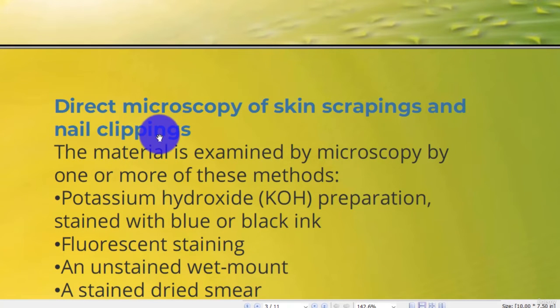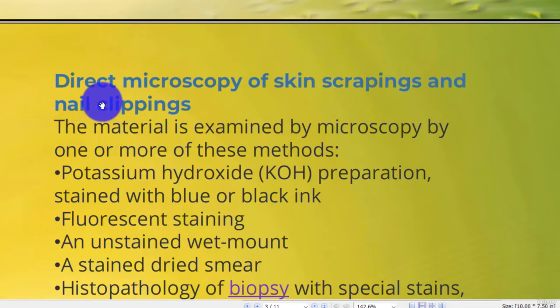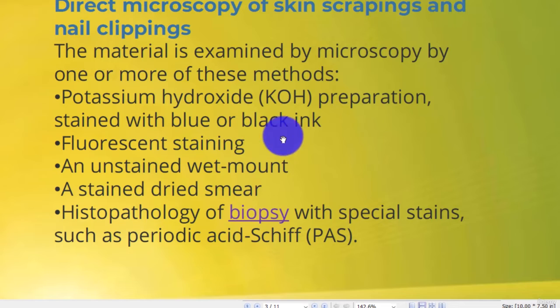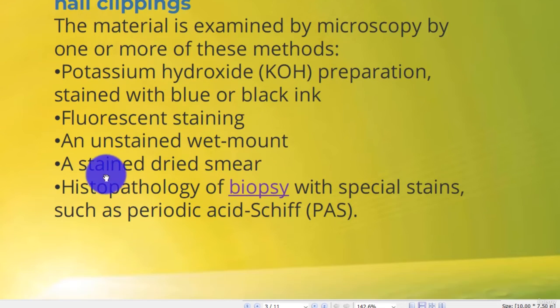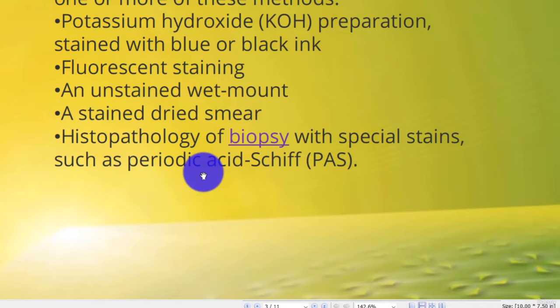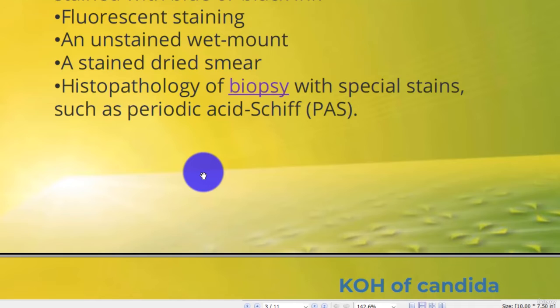Direct microscopy of skin scraping and nail clipping. The material is examined by microscopy by one or more of these methods: potassium hydroxide preparation, stained with blue or black ink, fluorescent staining, unstained wet mount, a stained dried smear, histopathology, biopsy with special stains such as periodic acid Schiff.